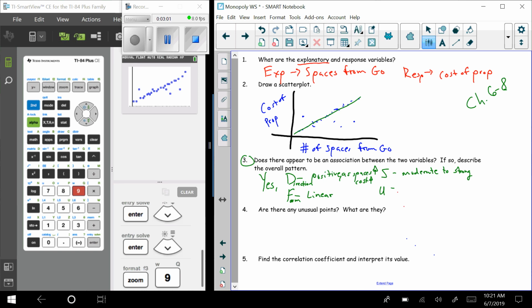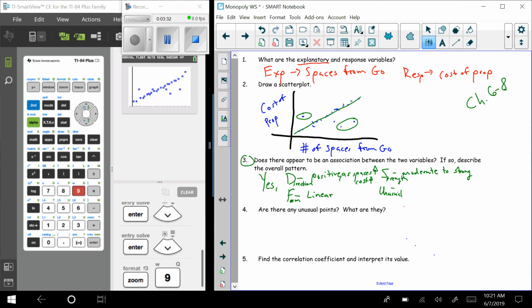Finally, we get to the unusual characteristics. So we're thinking about anything unusual. When we're looking at it, these 2 points down here, and maybe this one up here, appear to be in kind of weird places.